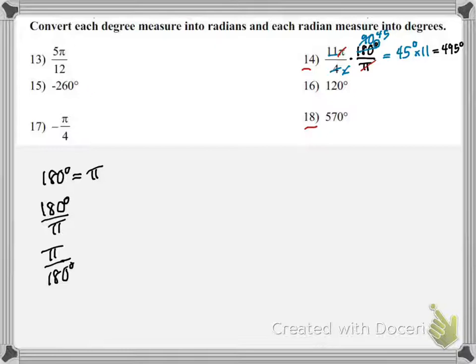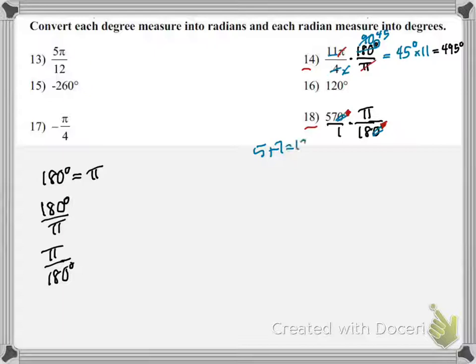Okay, we're going to look at number 18. Number 18, I already have degrees this time. So I'm trying to get rid of the degrees. I'm putting 180 degrees on the bottom, and I'm putting pi up on top. This time I'm going to get rid of the degree symbols first. And maybe I'm going to say divide by 10 gives me 18, divide by 10 gives me 57. Does anything go into 57 and 18?